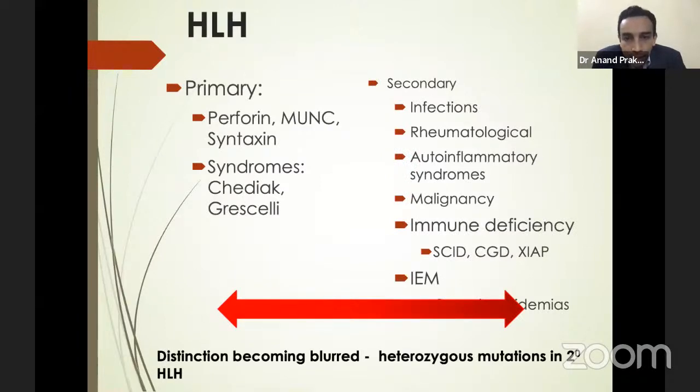So we've seen this slide multiple times, and we know now that primary and secondary HLH are not really distinct ends of spectrums. The distinction is becoming quite blurred because there are heterozygous mutations even in secondary HLH. And once you prove that a certain child has a specific infection or an underlying autoimmune disease, then things become a little straightforward. Till that happens, it's a little tricky.